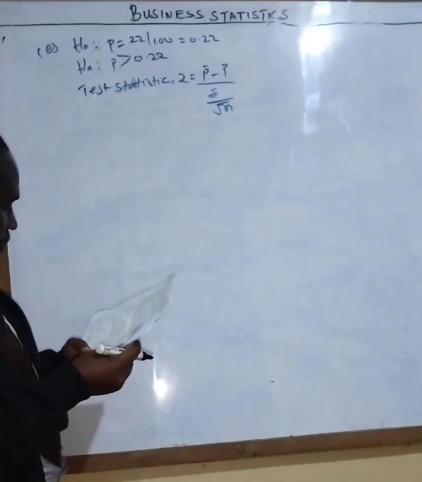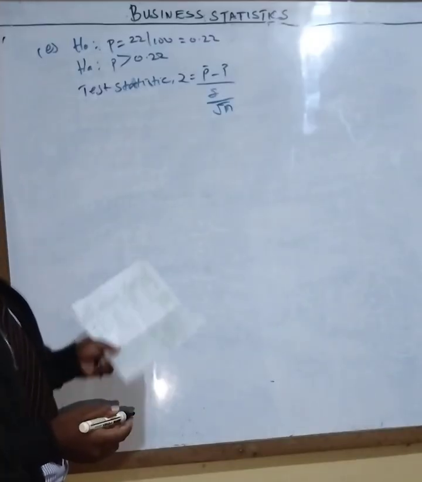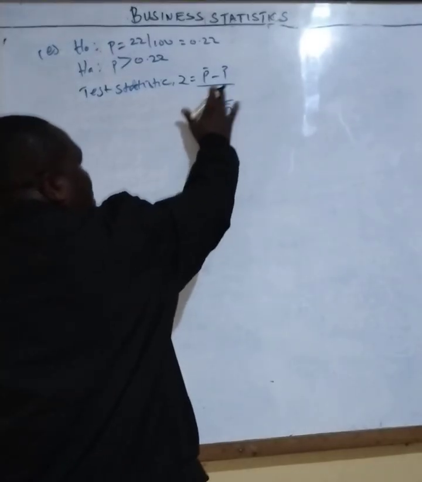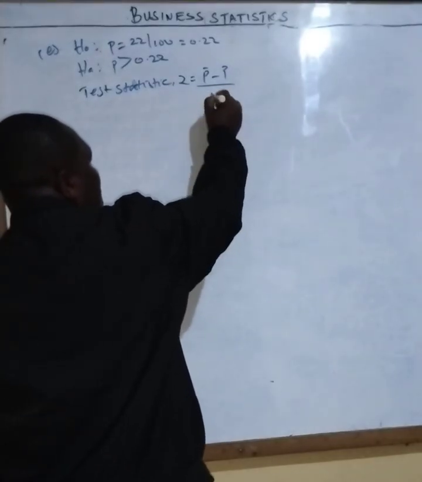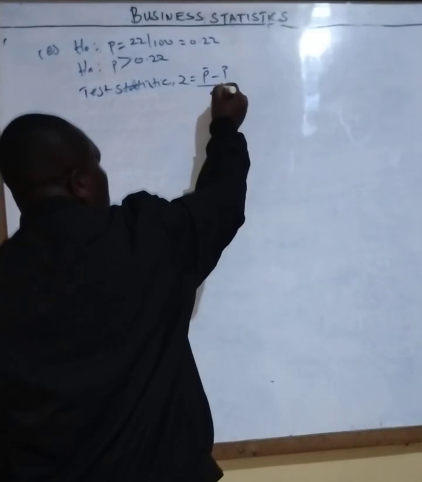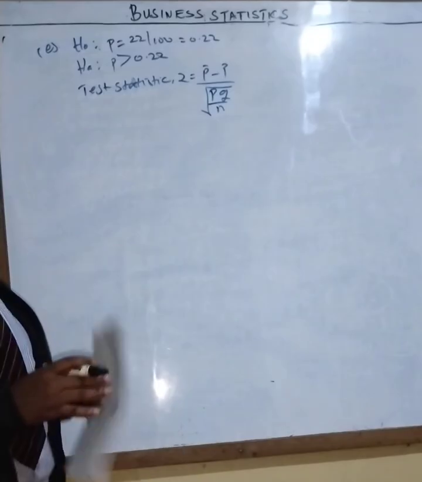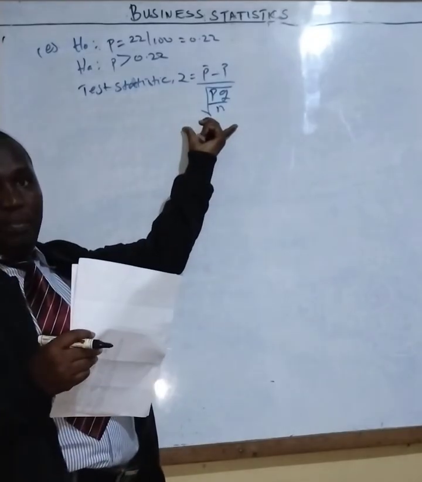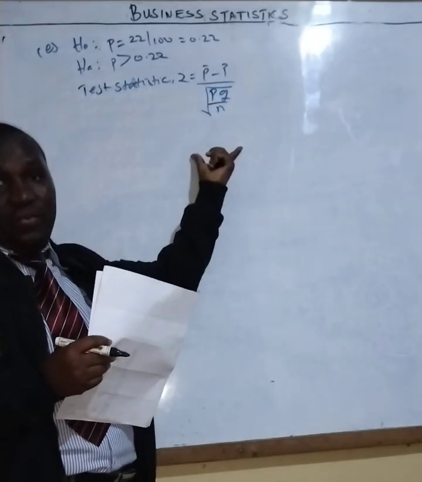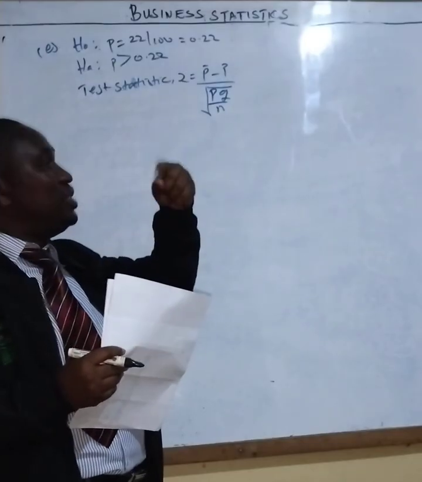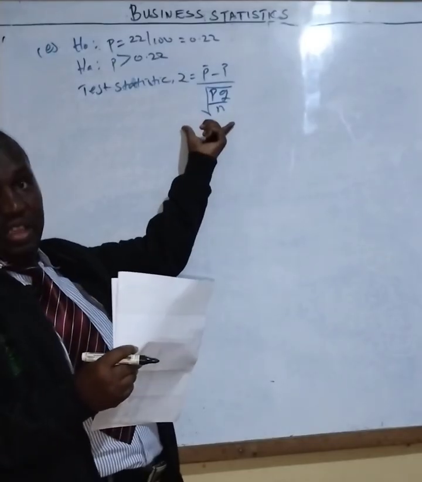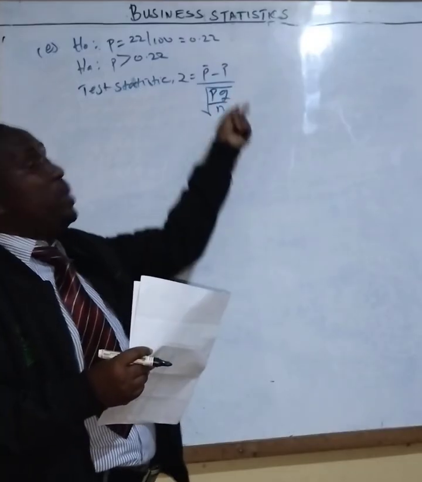Now, for this case, we don't have the standard deviation. Because we don't have it, it will now be the square root of PQ divided by N. So we are dealing with the proportion, the probability, so there will be no standard deviation. I will be doing some videos to differentiate the two. But this is probability, so it will be like this.